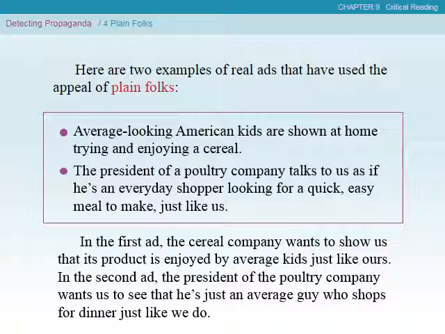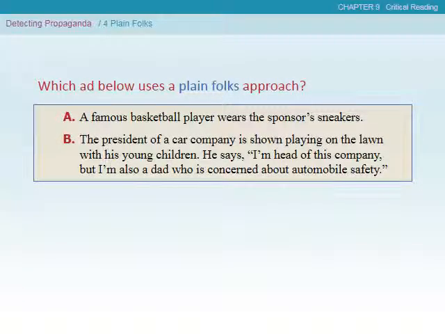And the second one is showing that the president of this country is just an average guy. He's got the same problems we do, in the hope that this will make us buy the product. So which one of these is the plain folks approach? A famous basketball player wears the sponsor's sneakers. The president of a car company is shown playing on the lawn with his young children. He says, I'm head of this company, but I'm also a dad who's concerned about automobile safety.